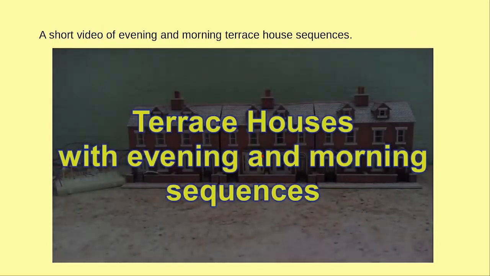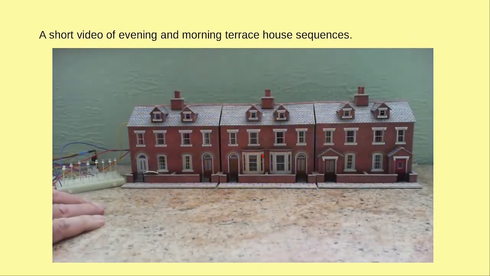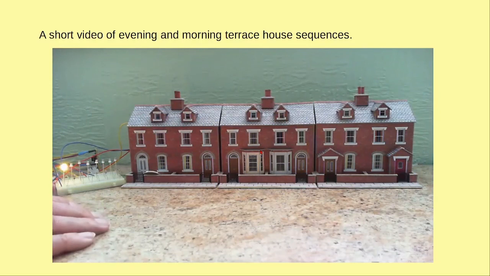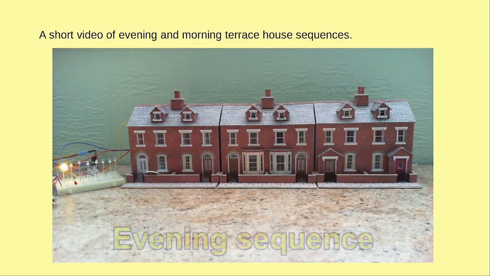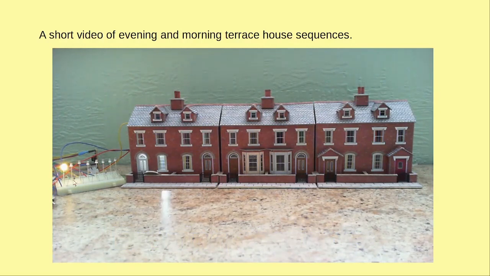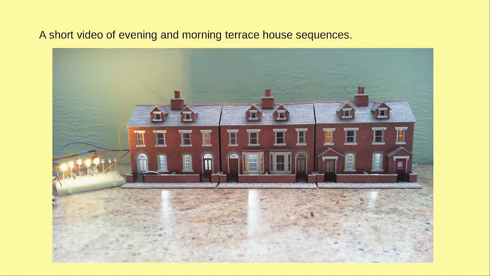Now this is a short video showing the evening and morning sequences of the lamps. These LEDs on the left here are showing when the other 5 houses would be starting. As you can see, it started off at number 8, we've now gone to number 3. That's 4, number 1, and so on. Because this is the evening sequence, people are coming home, living room lights go on.